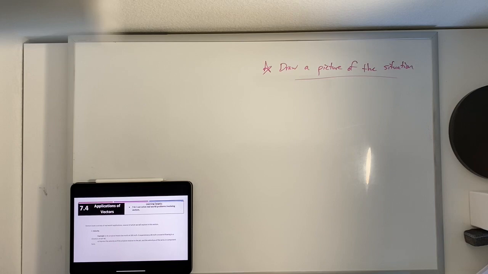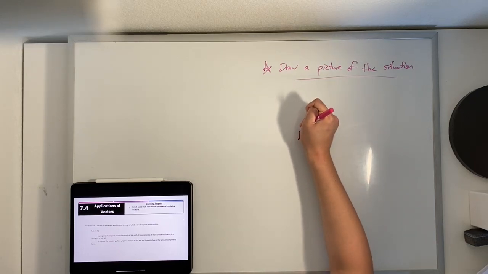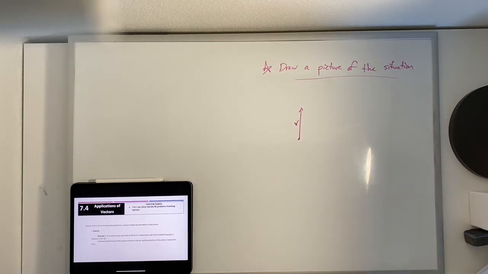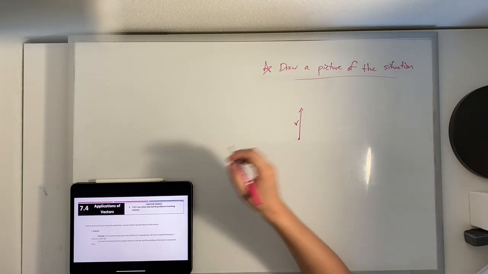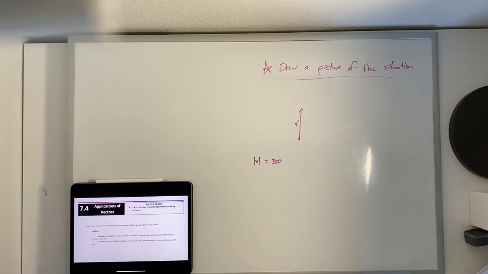So we have an airplane heading due north at 300 miles per hour. We'll call this vector V. Due north at 300 miles per hour. 300 miles per hour, that's the magnitude of this vector. Okay, that's the speed. So we know that magnitude of vector V is 300.